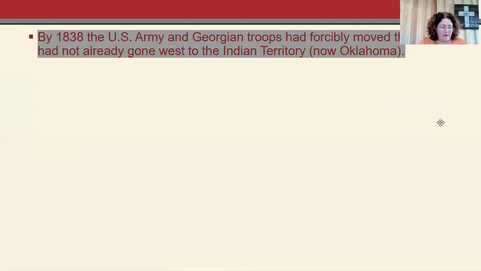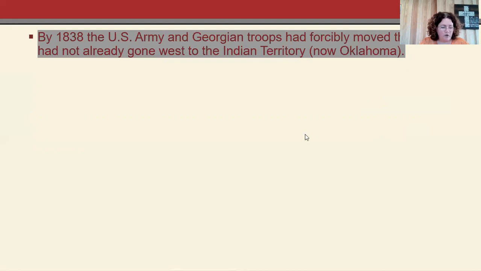Many Cherokees still held out, but by 1838, the U.S. Army and Georgian troops had forcibly moved those who had not already gone west to the Indian Territory, which is now Oklahoma. U.S. soldiers dragged the Cherokees from their homes, sometimes at gunpoint, and placed them in detention camps until the marches west began.